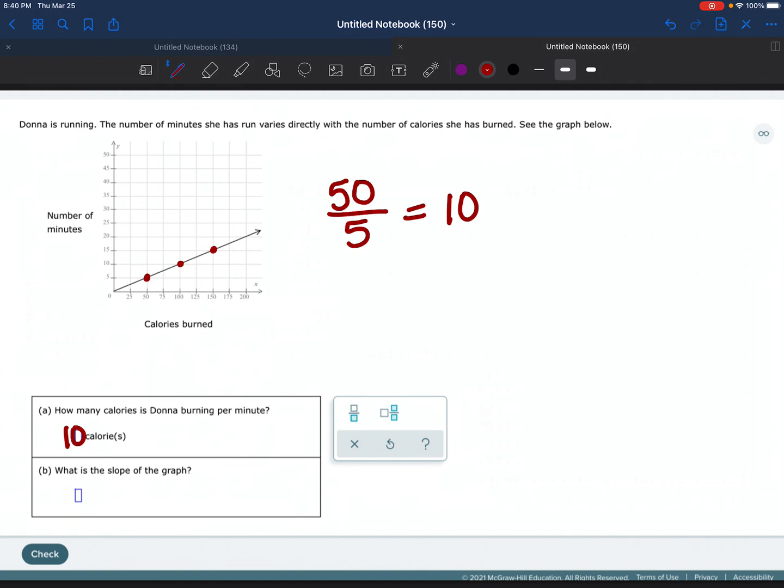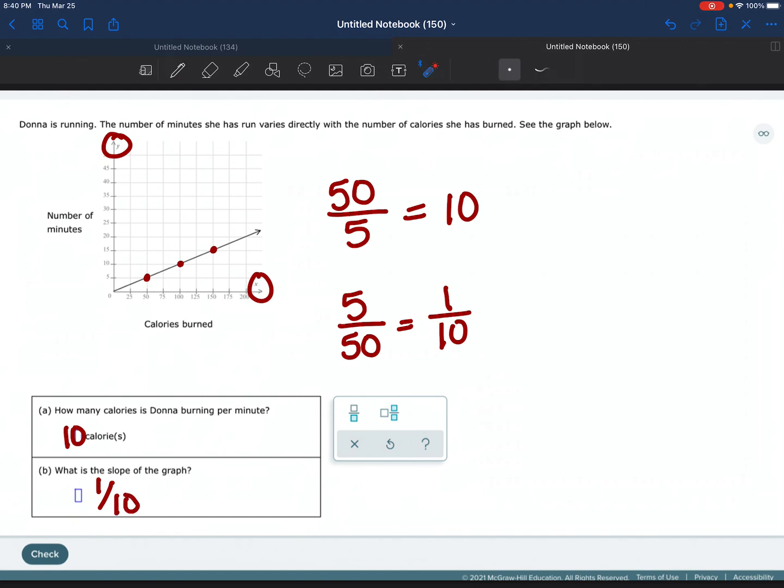Then it says, what is the slope of the graph? Here's where we have to be careful. Remember, slope is the change in y over the change in x. So the first thing you need to ask is, how do these y values change? How would you get from 5 to 10, 10 to 15? We know that's going to be 5. Then how are the x values changing? From 50 to 100, 100 to 150, they go up by 50 every time. So all you have to do is simplify. Both are divisible by 5. We get 1 over 10.